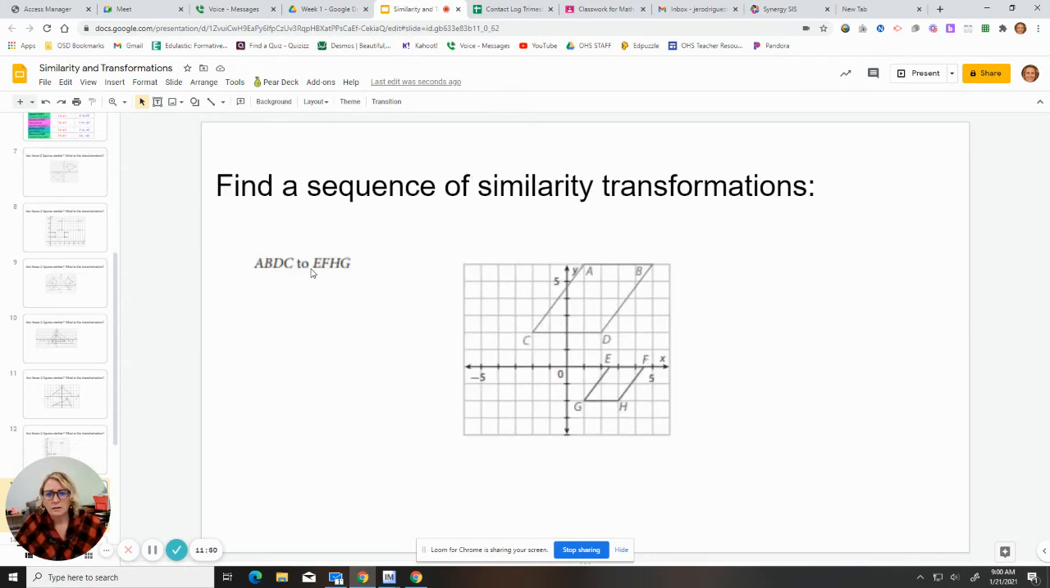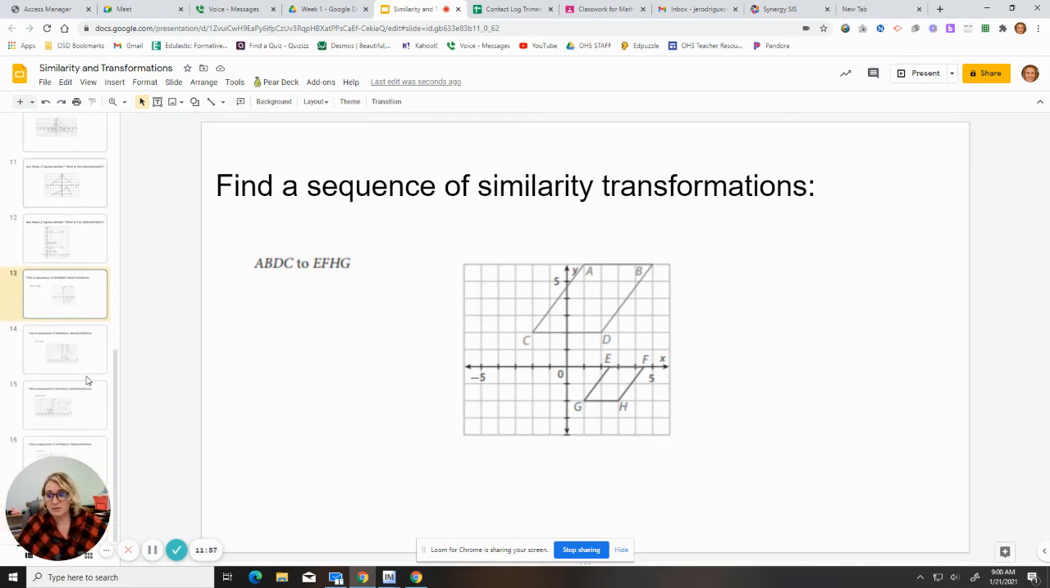Alrighty. Okay, so now we're going to start talking about sequences of transformations, kind of like that last one we just did, right? That last one we just did, we did find that there was more than one thing that happened. So we're going to start talking through that on this as well. Okay, so look at it really quickly, see if you can determine what was done, and then we are going to decide this. So we're going from ABCD or ABDC to DEFHG. So this is our pre-image. This is our image. What are we doing?